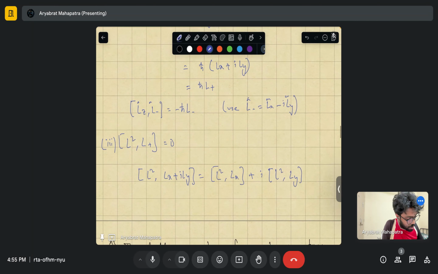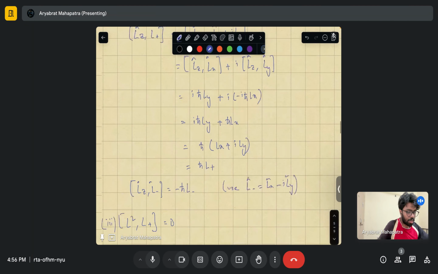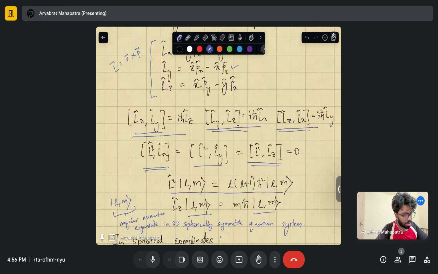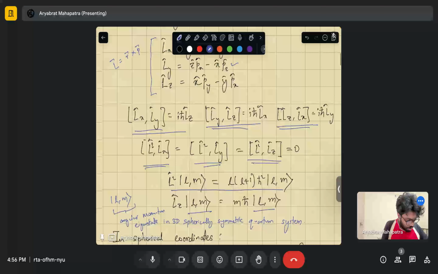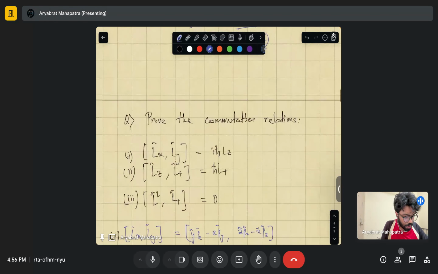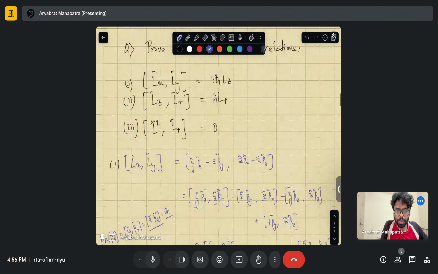Again, as I showed you at the beginning, L square commutes with Lx, and L square will also commute with Ly. So you get 0. That is the commutation relation I showed you at the beginning, because they commute with each other and share the same eigenfunction. So, any questions or any doubt here, or with all the computations?